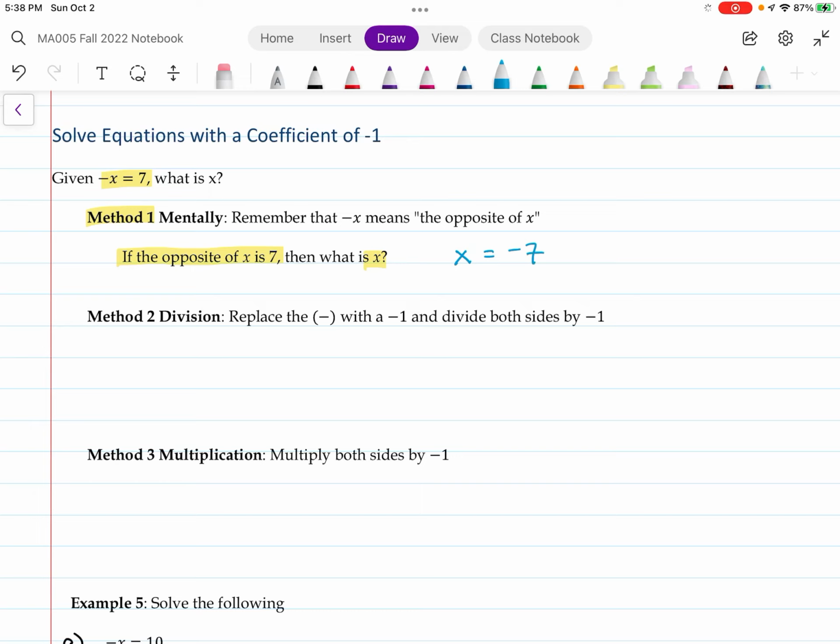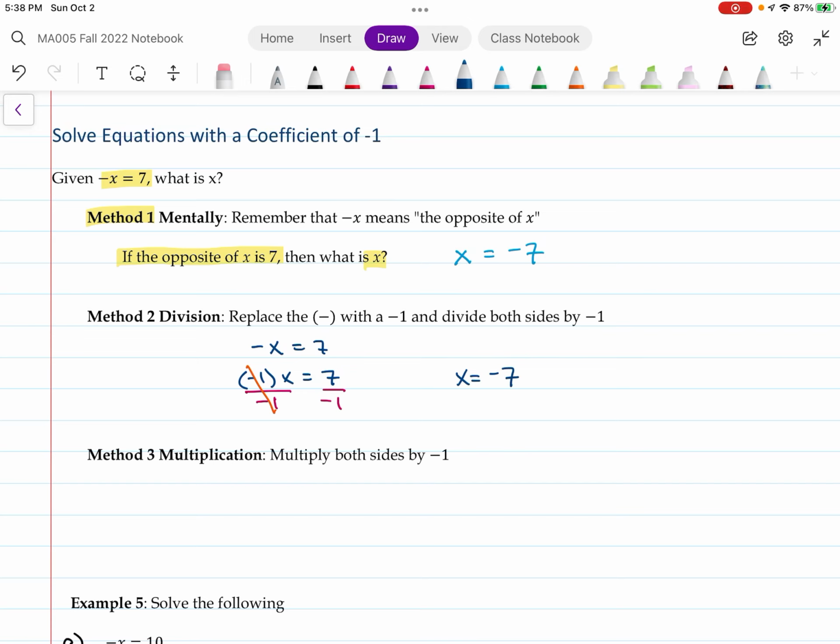So you can think of it mentally. All right, with division, you can replace a negative with a negative 1 and divide both sides by negative 1, right? So here we go. We're going to say negative x equals 7 means negative 1 times x equals 7, right? So we can divide both sides by negative 1. The negative 1s are going to cancel out, and I get x equals 7 divided by negative 1, which is negative 7. Okay, so x equals negative 7.